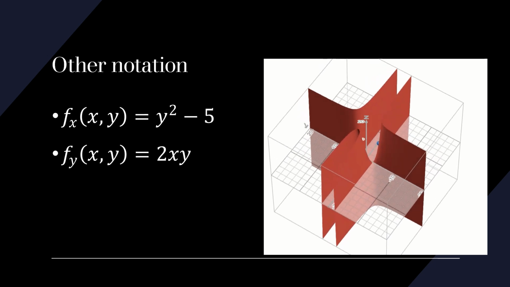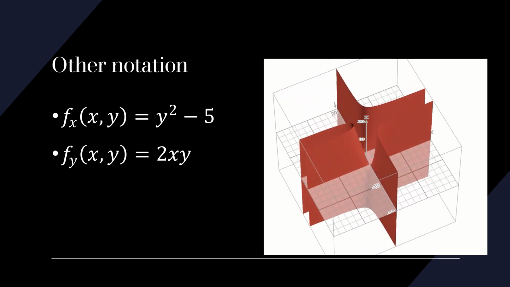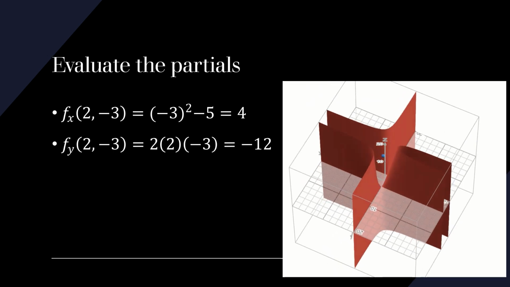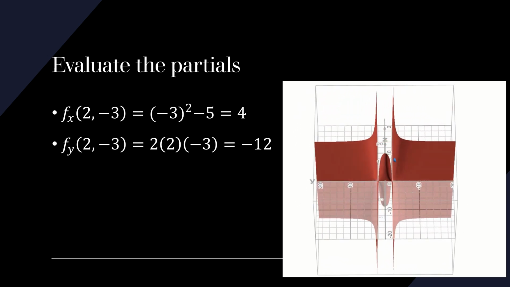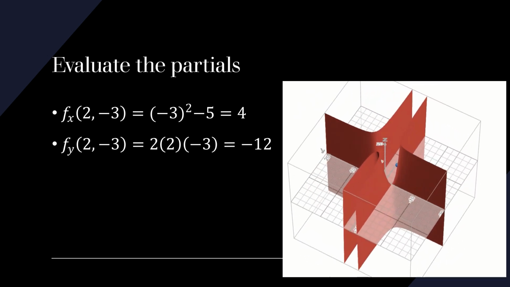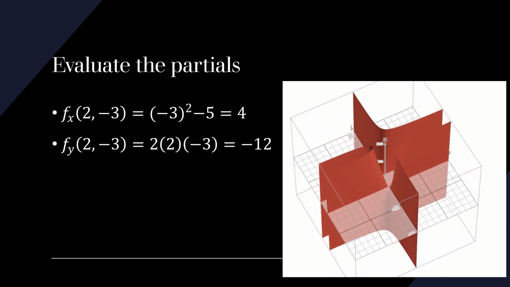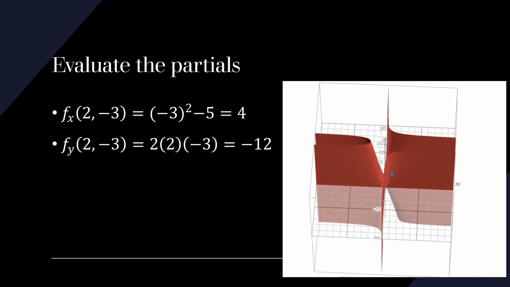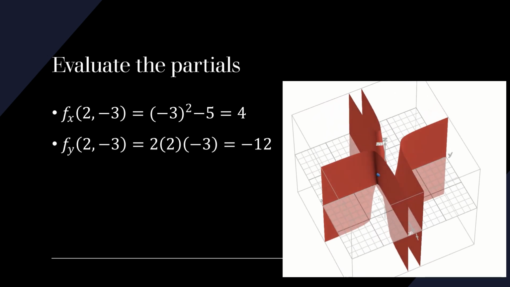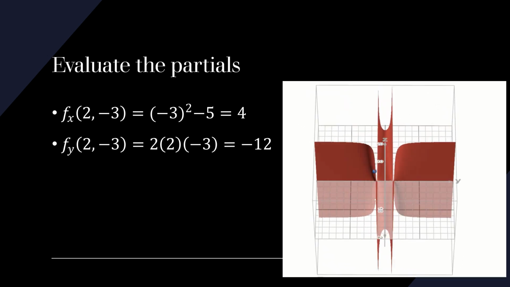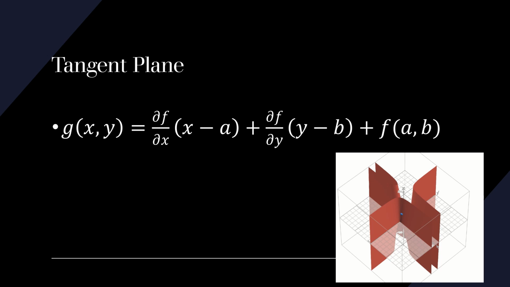You also might see this notation. Since I know my x and y, I'm going to plug them in and get a number for each of my partials. Since I know what they are, I shouldn't call them x and y anymore. I should be calling them a and b. I'm switching back to that other notation, but you're in Calc 3, so you're fine.